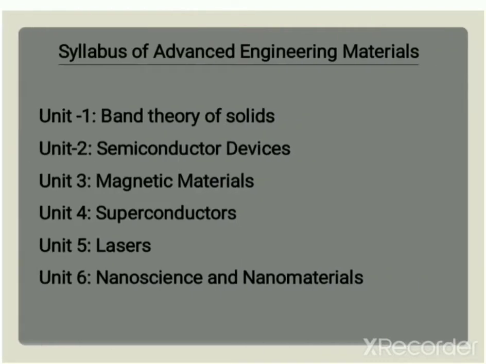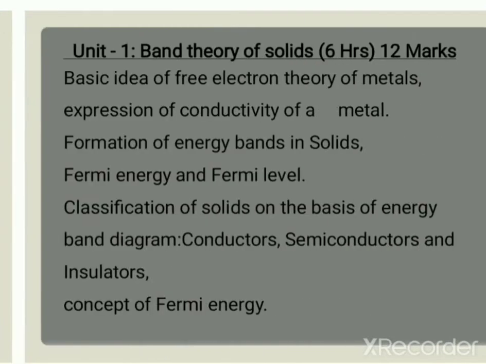The syllabus of Advanced Engineering Materials consists of 6 units. Unit 1 is band theory of solids. Unit 2 is semiconductor devices. Unit 3 is magnetic materials. Unit 4 is superconductors. Unit 5 is laser, and Unit 6 is nanoscience and nanomaterials. Unit 3 and Unit 4, magnetic materials and superconductors, are two new units included in the syllabus of Advanced Engineering Materials. So let us see what topics are contained in each unit.